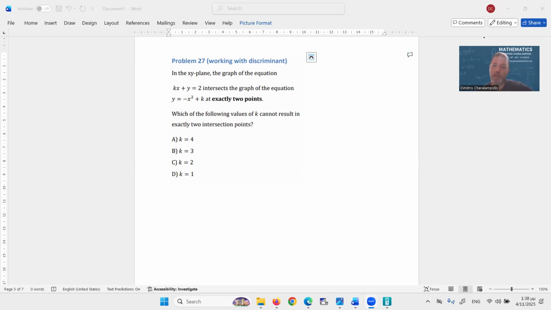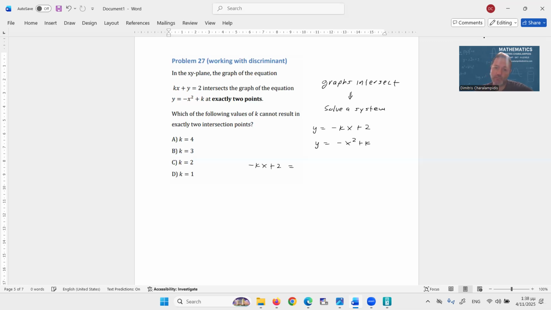Okay, so graphs intersect means that I will solve a system. Here, I'm going to express both of them in terms of y: y is minus kx plus 2 and y is minus x squared plus k. And I'm going to make them equal. Minus kx plus 2 is minus x squared plus k. So x squared minus kx plus 2 minus k is 0.